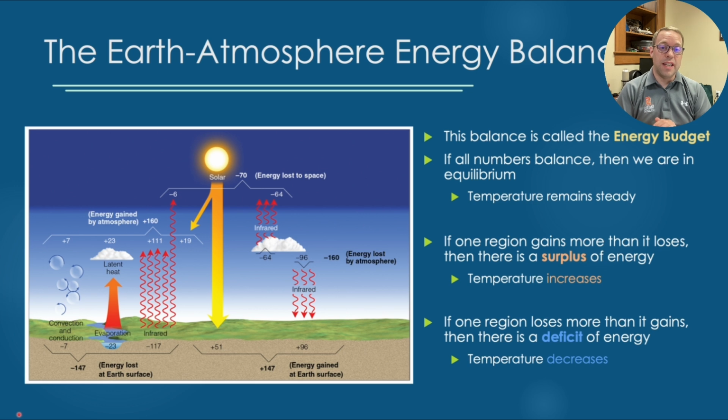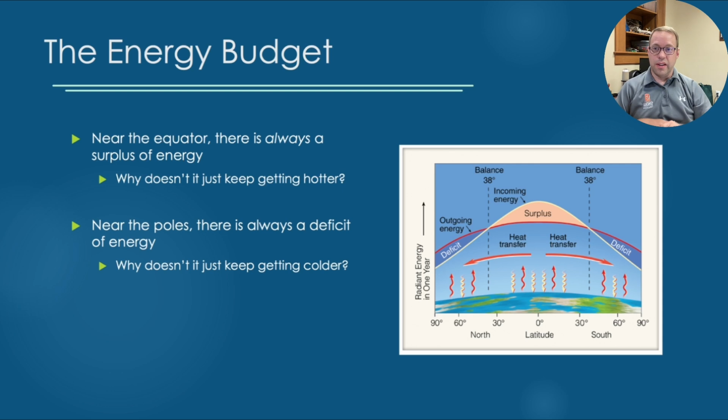Now, let me give you a simple example of 2 different regions along the Earth's surface where you're going to deal with those surpluses and deficits. We've looked at an energy budget vertically, going from the surface of the Earth all the way out into space. But now let's look at it horizontally. Near the equator, you're always going to have a surplus of energy. You are always absorbing more energy than what you're losing. And on the flip side of that coin, near the poles, you are always going to have a deficit. You are always going to lose more energy than what you gain.